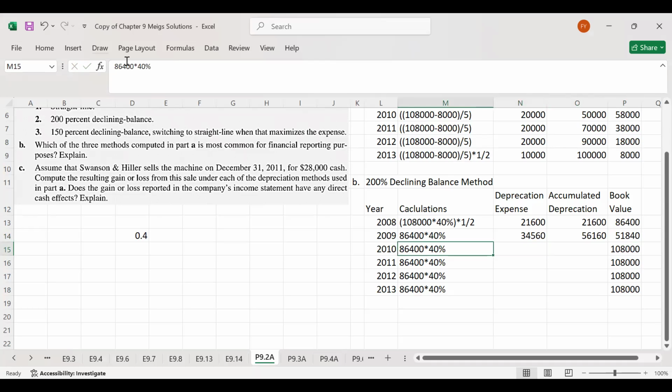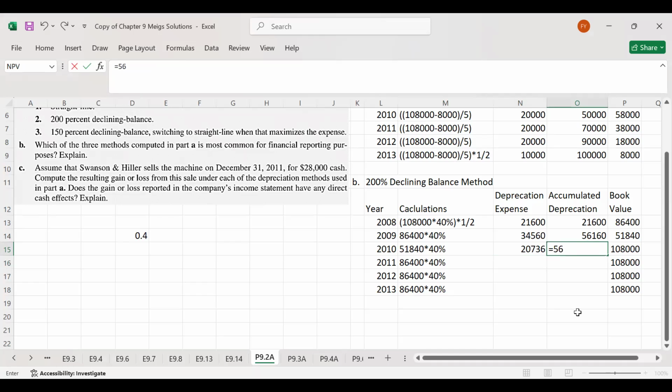The next year, the book value is, you can see, 51,840. So here we have 51,840 your book value, and we multiply it by 40% to calculate depreciation. So depreciation third year would be 20,736. So accumulated depreciation is add all previous depreciation with the current year depreciation.